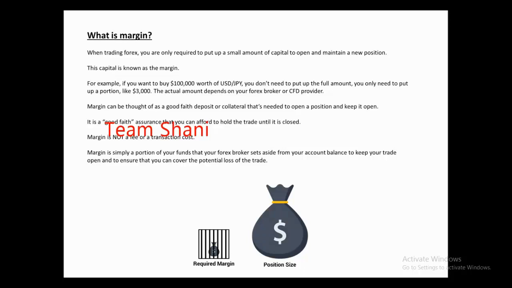So if you are buying a contract size of 100,000 euro against dollar, that means you are not actually putting $100,000 to buy euro against dollar. You are only putting 1,000 euros, that is 1% margin, to buy a 100,000 contract of euro against dollar. Okay, this is not a transaction fee; it's just a capital requirement to open a trade.